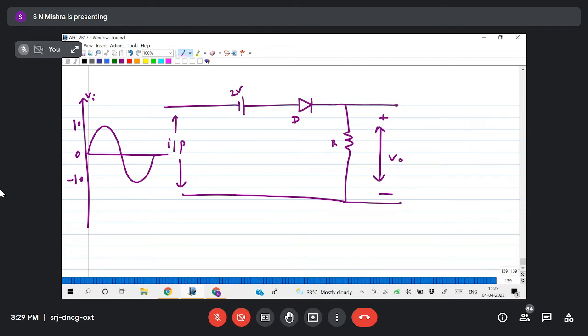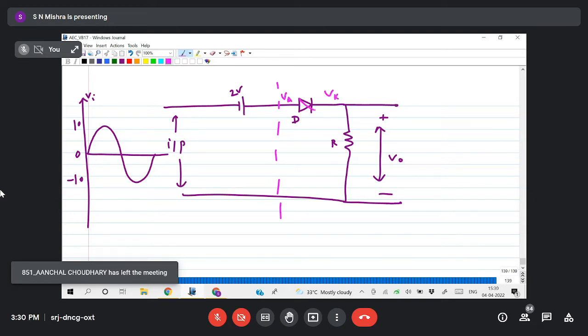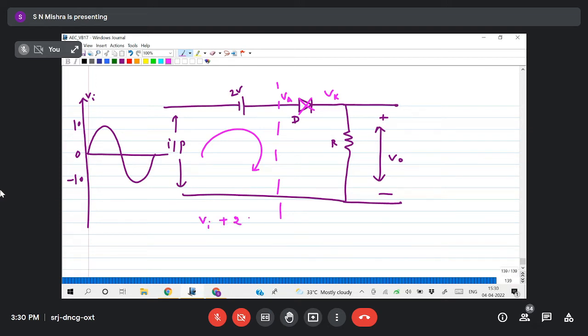How will you solve this? This is your anode potential, this is your cathode potential. If you open it, at the anode, apply KVL here. So Vi plus 2 should be greater than 0. So Vi should be greater than -2 volt. Okay, then diode is on. Vi less than -2 volt, diode is off.